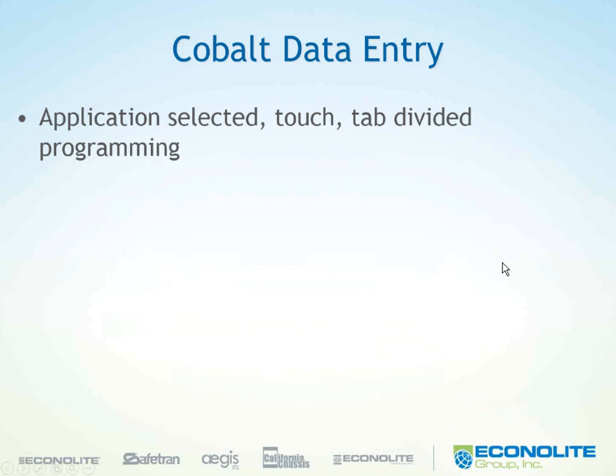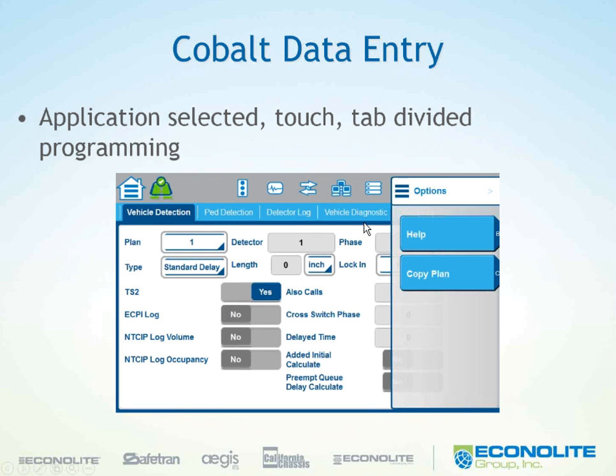Whereas with Cobalt, you use an application to select, like, detector program, then you use the touch, and there are tabs that divide up the different programming groups, like here you see vehicle detection, pet detection, detector log, and so on.